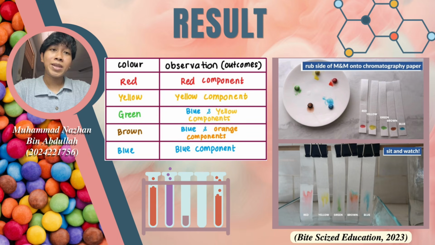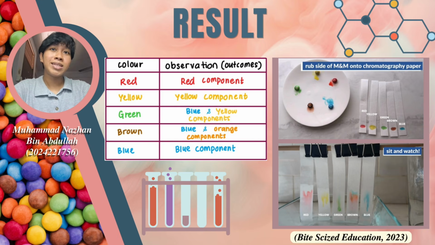The next one is the brown M&M. The chromatography paper showed two distinct colored bands, a blue band at the top and an orange-brown band below it. This indicates that the brown coating is not produced by a single food dye, but by a mixture of different dyes. Overall, the results show that red, blue, and yellow M&Ms mainly contain one dominant dye, while green and brown M&Ms contain a mixture of two or more dyes.